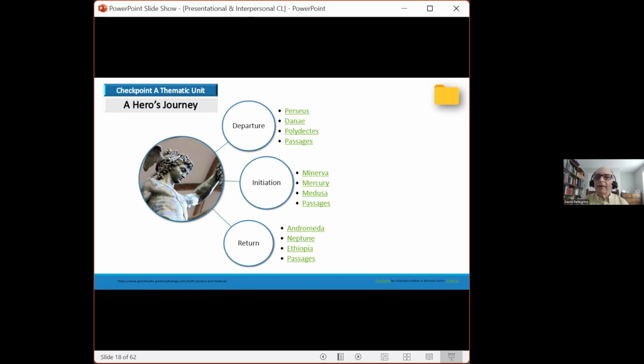The next segment is the initiation of Perseus, where he has to show how much of a hero he really is. Again, there are links to information and images of Minerva, Mercury, and Medusa with more passages. The final segment is the return of Perseus. There are links to information and images of Andromeda, Neptune, and Ethiopia with the remaining passages.